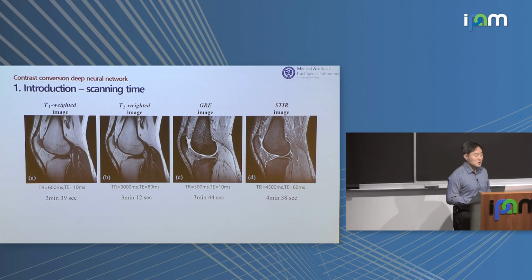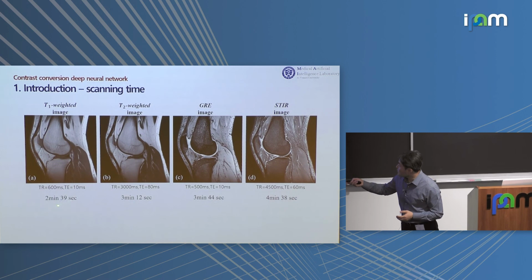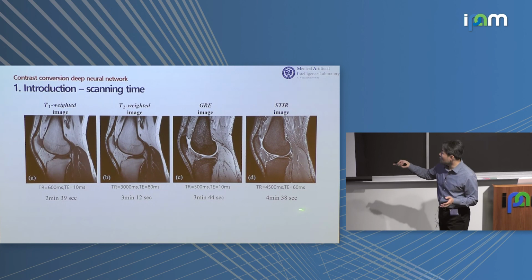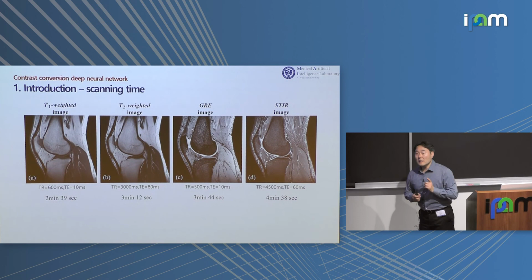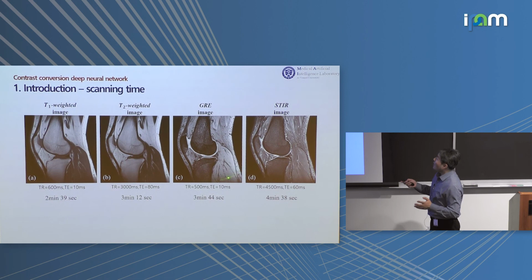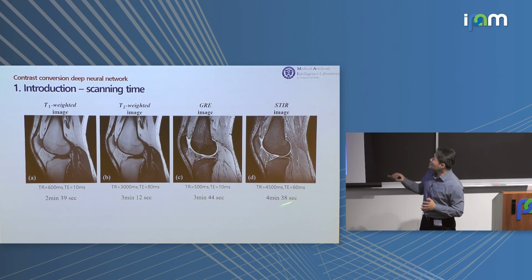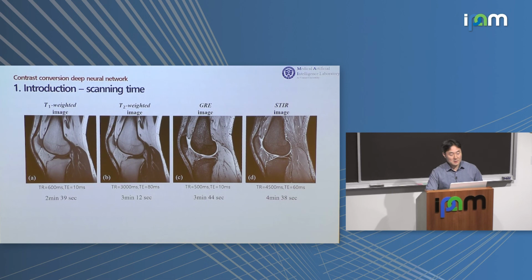So the whole scanning time adds up. There's 2 minutes 39 seconds, and 3 minutes, and this STIR image takes 4 minutes 38 seconds. So we want to accelerate this scanning protocol. One way is the undersampling method that I explained so far, but the other way is to not apply the undersampling scheme and just estimate one of these images out of the 3 different images. So that's the concept of contrast conversion using deep learning.